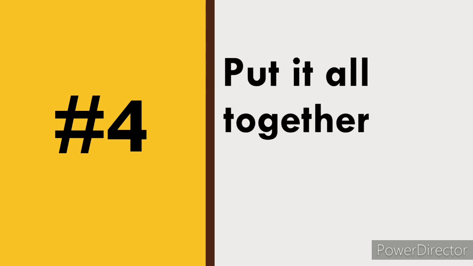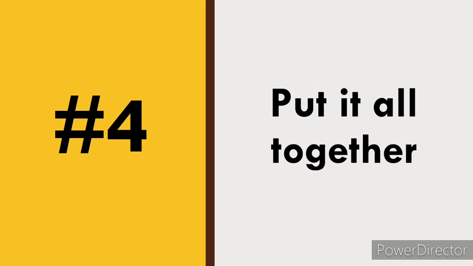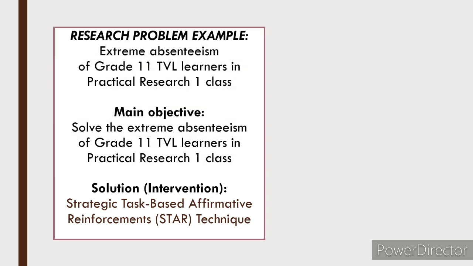The fourth and last step that will help you in learning how to write a title for action research is to put together all your ideas from the previous steps. Since we already identified the research problem, the objective of the study, and the solution to the problem, it's now time to put it all together to construct an effective title for the action research. Based on these ideas, we can now come up with a research title like this.